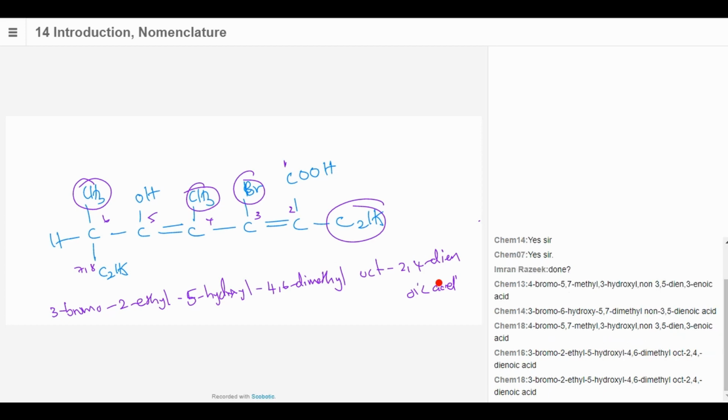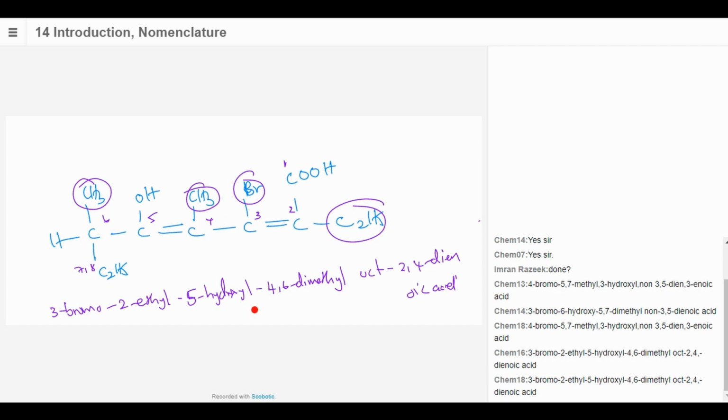I know it's a long name, but if you can do this, you have understood all the rules, right? So it can be 2 diene, if there are 3 enes, likewise number thrice, and then triene, tetraene, likewise. So this is the molecule. If you can name this, you're done, right?